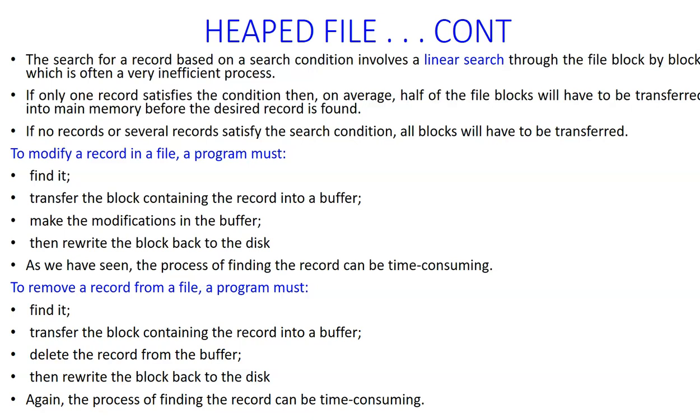So if you're going to modify a record in a file, a program must first find it. If you're going to do a modification, the process is literally the same. You transfer the block containing the record into a buffer. So the program, the operating system, has to find that record, and then a transfer is done into the memory buffer. Then the modification is done in the buffer. Then that block is rewritten back onto the disk or the secondary disk.